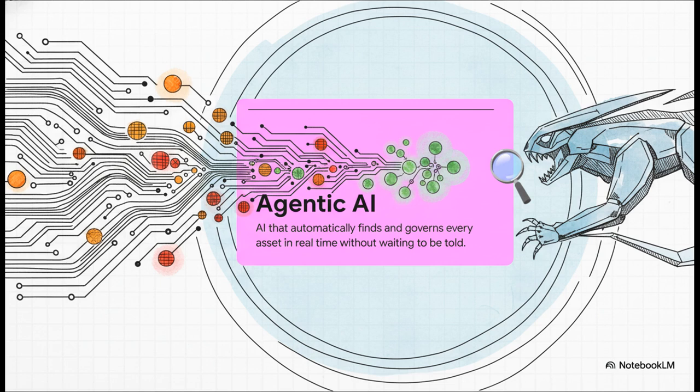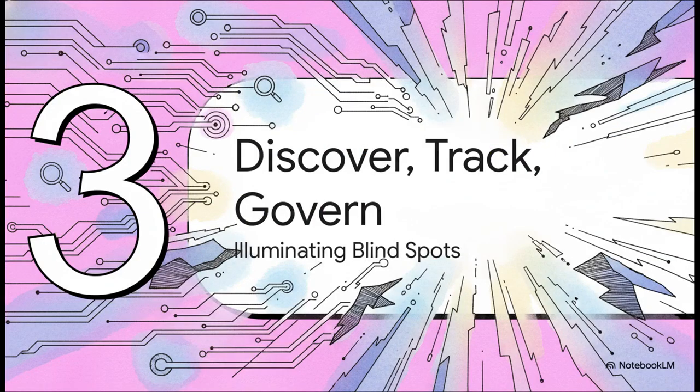So instead of relying on a human-scheduled scan, ZioSet's agentic AI proactively hunts for every asset, instantly turning those vulnerable red warning nodes into governed, healthy green clusters. It fundamentally shifts your entire IT posture from reactive panic to proactive control. Section 3. Discover, track, and govern, illuminating the blind spots.